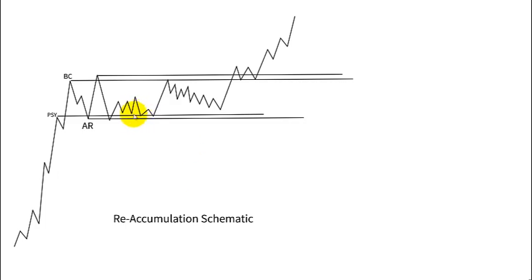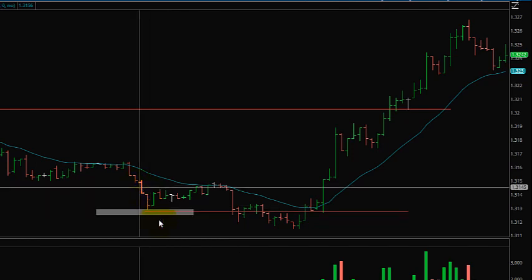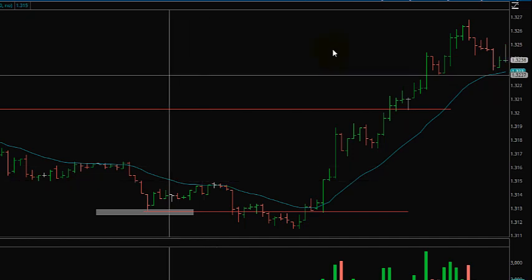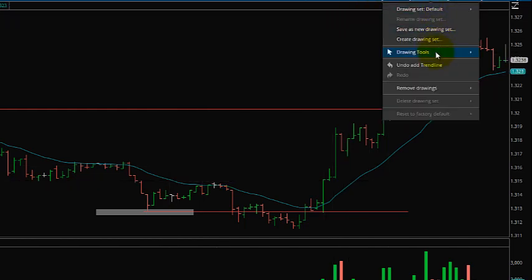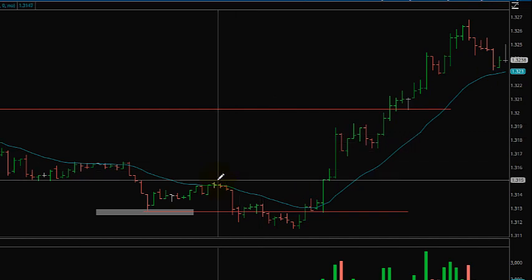The schematic, again, you'll notice that these lows here are getting higher and higher. We've got a low here. This is our selling climax. Here's our automatic reaction. So again, we want to draw those levels. So we're getting the same pattern in other areas on smaller time frames.